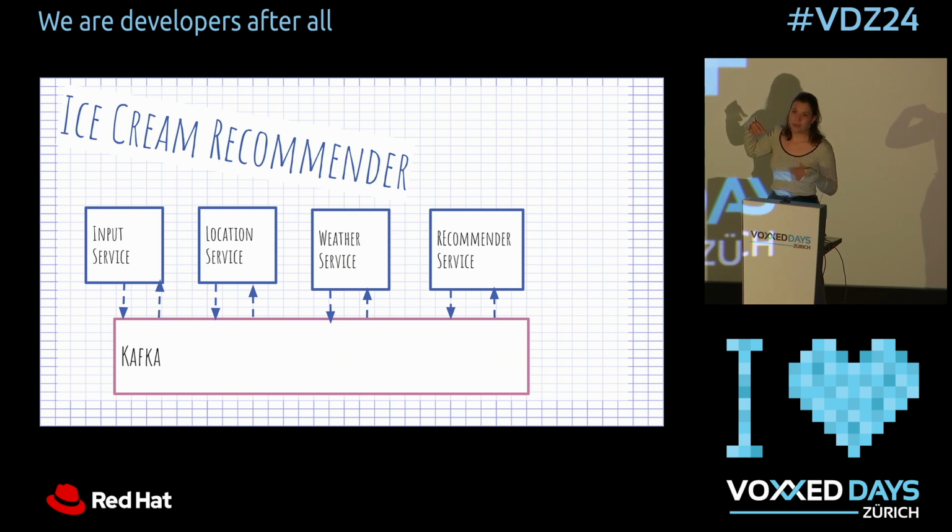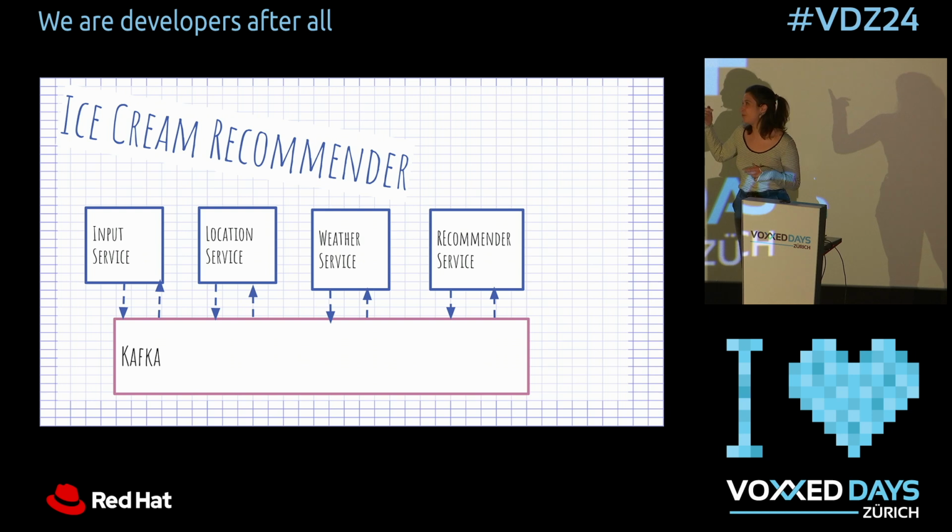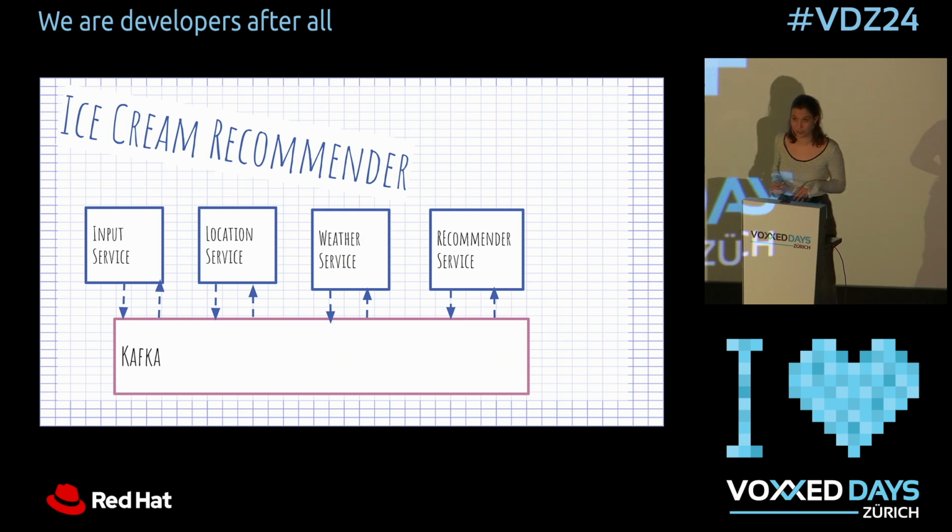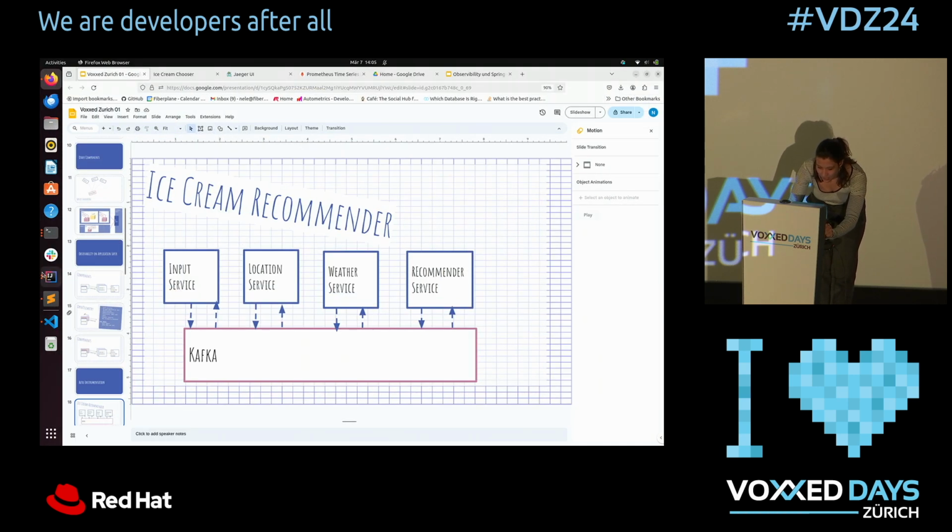I pass that through to a weather service. The weather service gives me the weather for the location, and finally, of course, every good demo has AI. I call ChatGPT and ask it, with all the components, what flavor of ice cream I should get. And all connected through Kafka. So they are loosely coupled. They have the message communication.